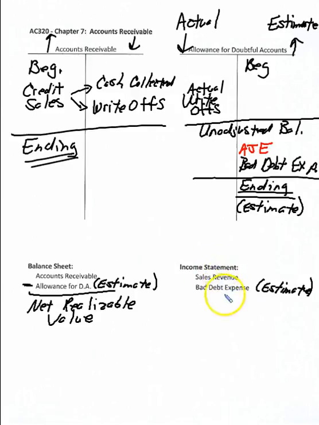Okay, and then on the income statement, sales revenue and bad debt expense, those two get matched in the same accounting period. So of this sales revenue, here's our estimate of the dollar amount we think that we will not collect.